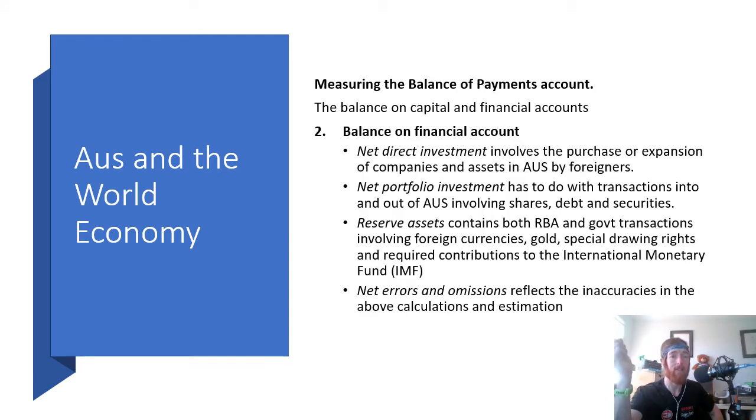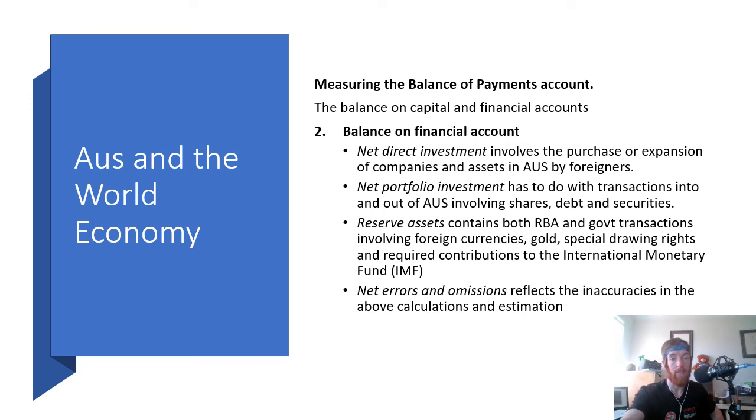And then we have the balance on financial account, which is broken up into 4 little sections here. So we've got net direct investment, which is all about the purchase or expansion of companies and assets in Australia by foreigners. So it's like if people invest in land or businesses in Australia, that's net direct investment. So if you're buying, say, a franchise in Australia, or you're bringing your business into Australia, that's net direct investment. That is a credit on the financial account.